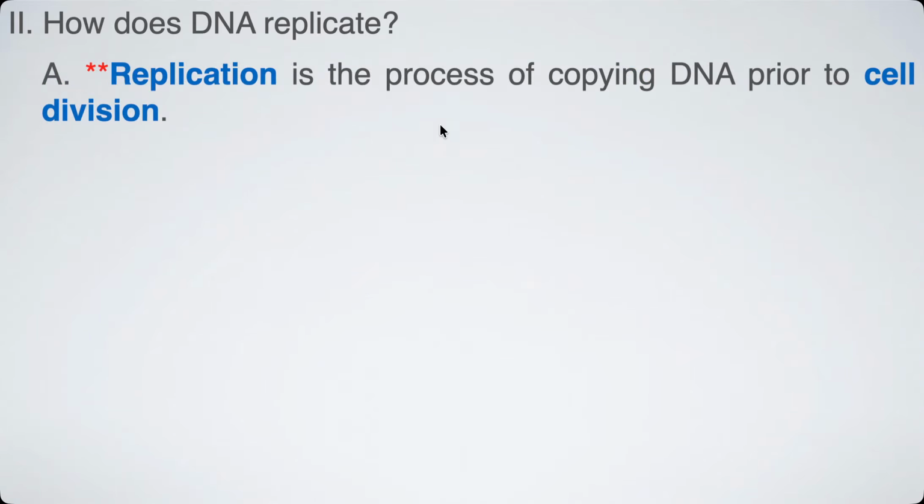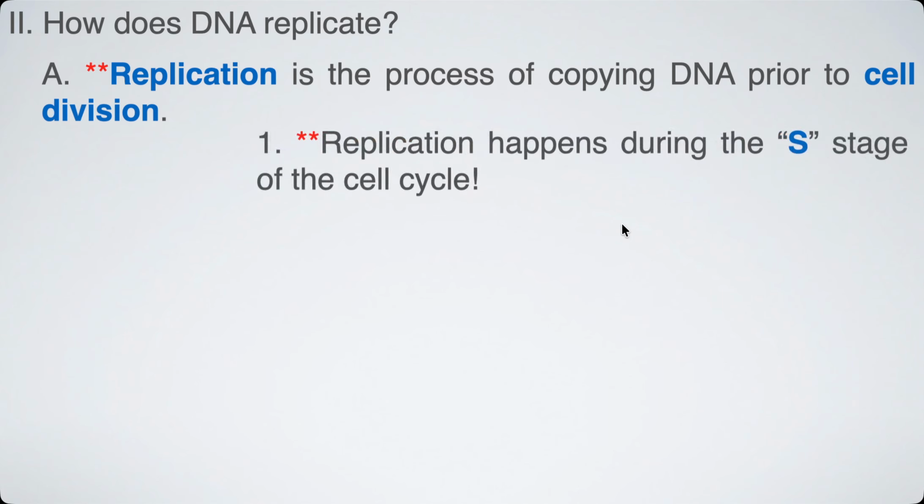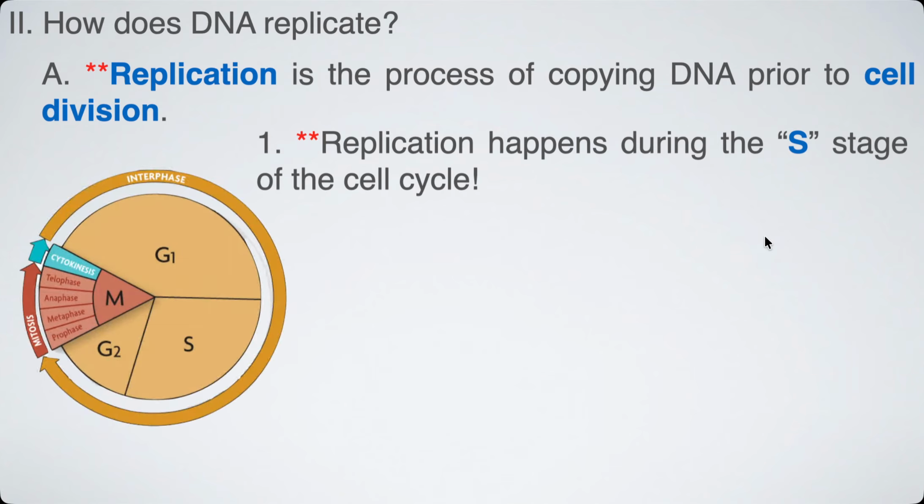So first things first, let's talk a little bit about what DNA replication is. You'll recall that when we were talking about mitosis, we said that in a particular phase of mitosis, the replication process occurs. All that means is that before your cell divides, it has to make a copy of your DNA. And when does that happen? That happens during the S stage of the cell cycle.